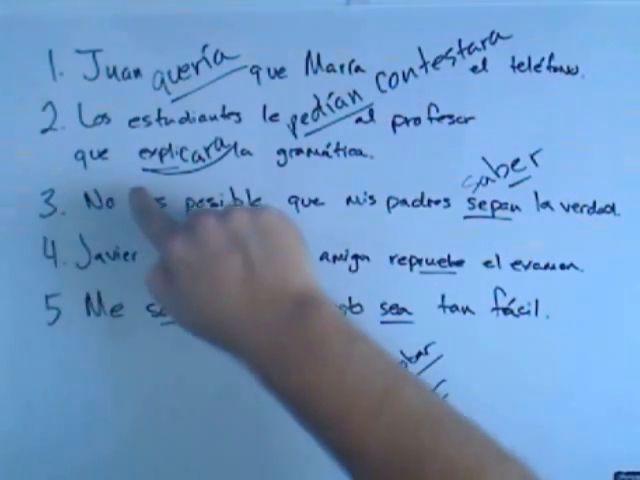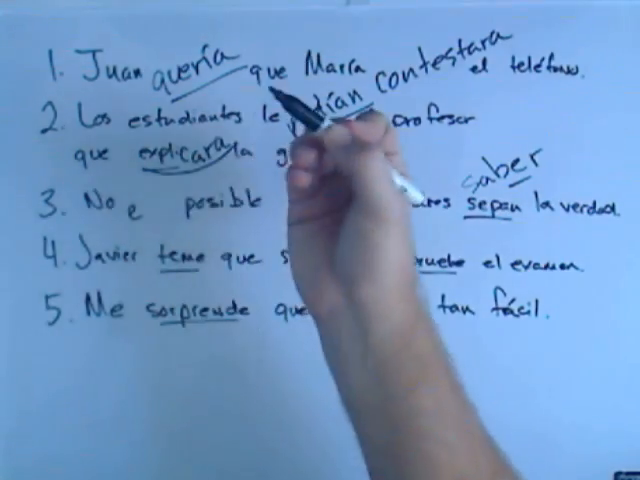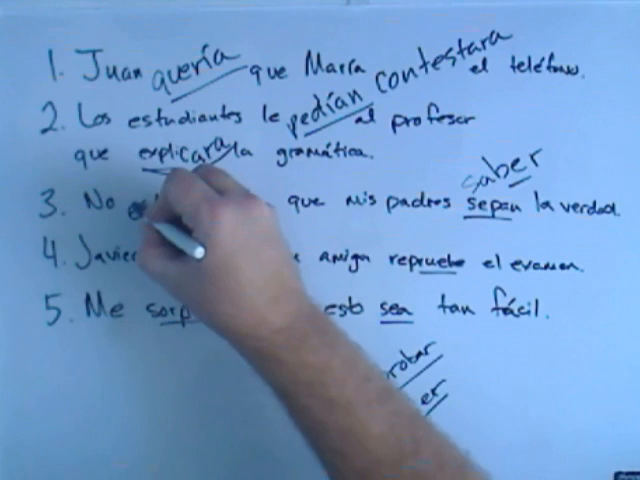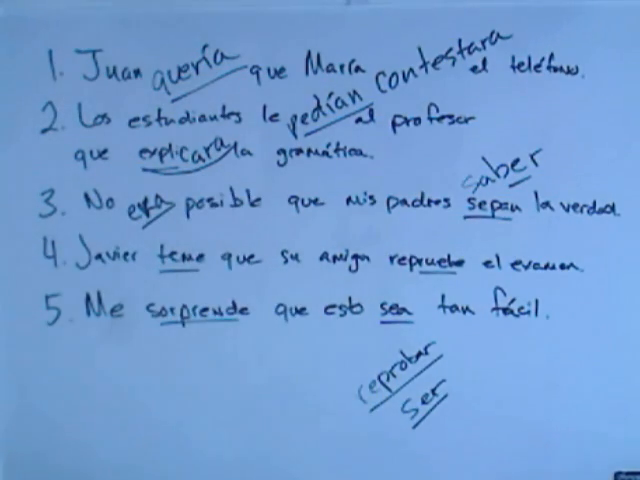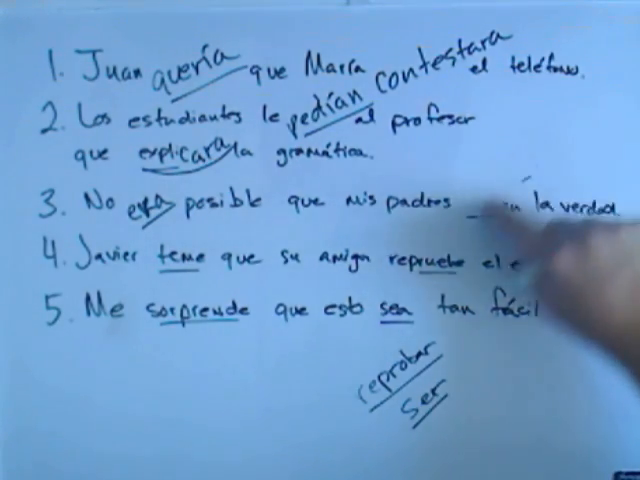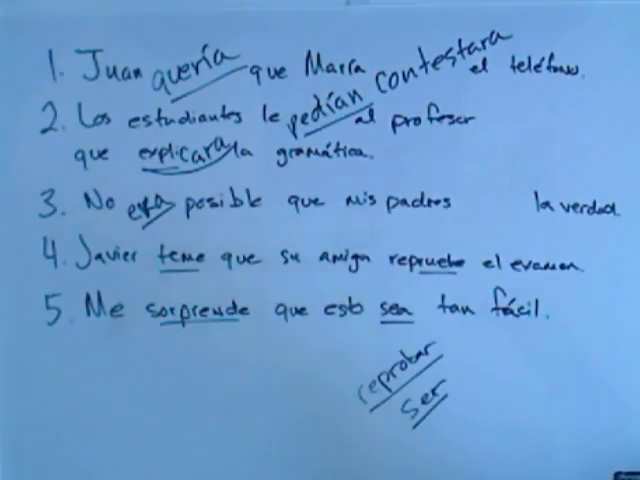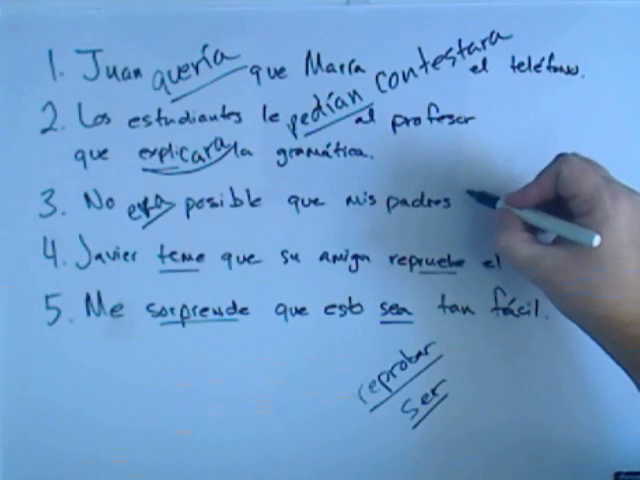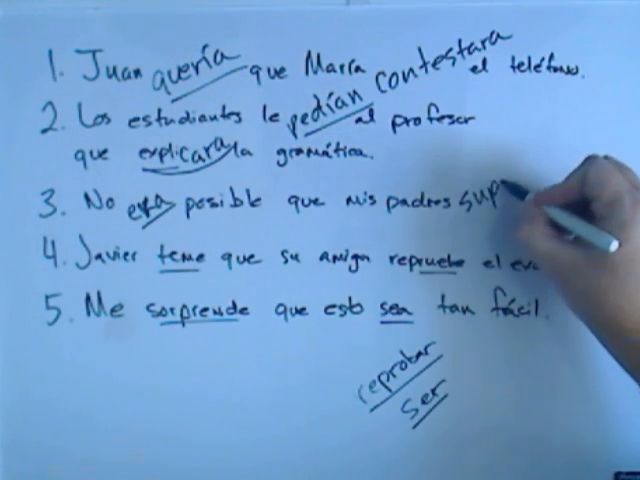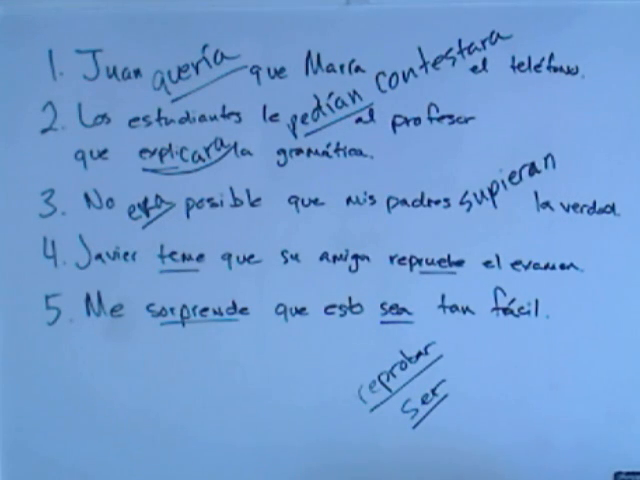Number 3, instead of no es posible, we're going to change that to the imperfect, but it could be preterite. No fue posible, no era posible que mis padres. Now, saber is a little bit tricky. It's totally irregular. The stem from the third person plural preterite is supieron. So, mis padres supieran. No era posible que mis padres supieran la verdad.